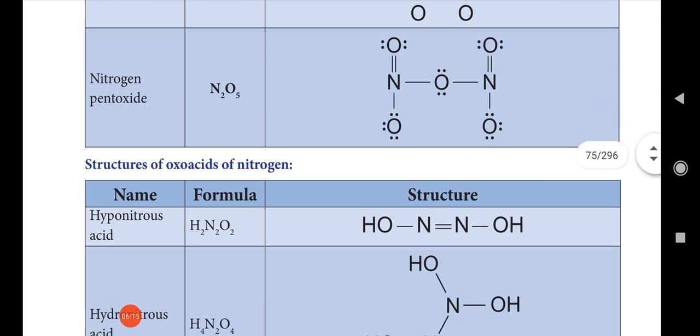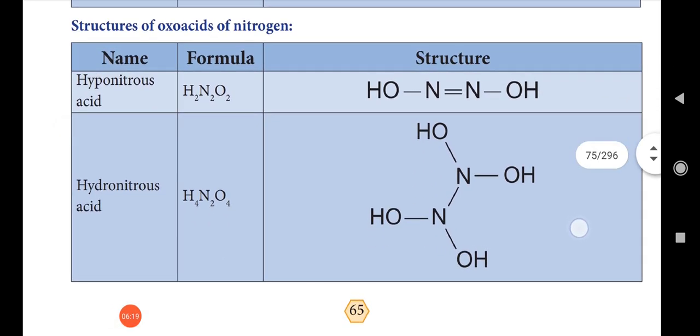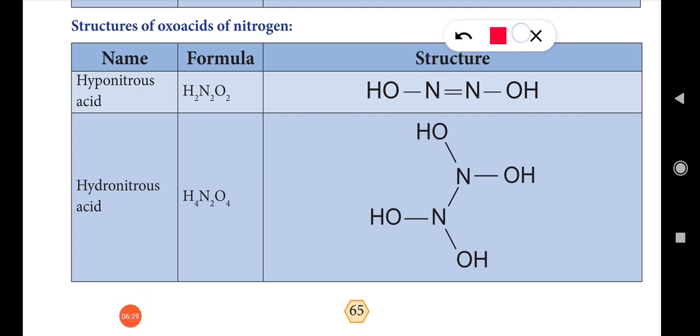Then structures of oxoacids of nitrogen. Oxoacids means acids in which oxygen is present. So, nitrogen oxoacids.